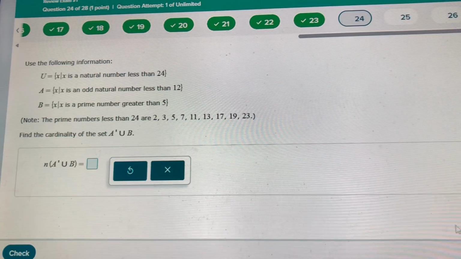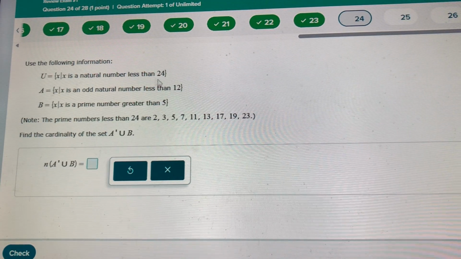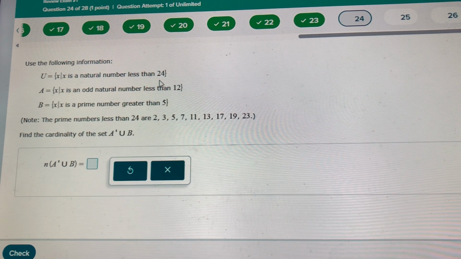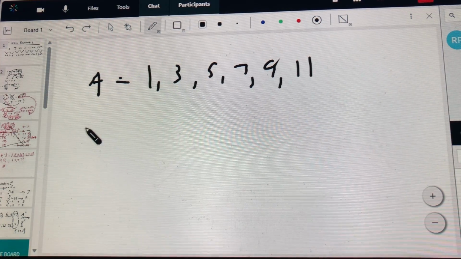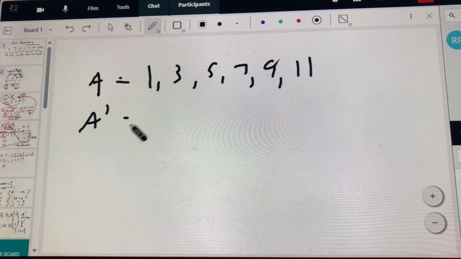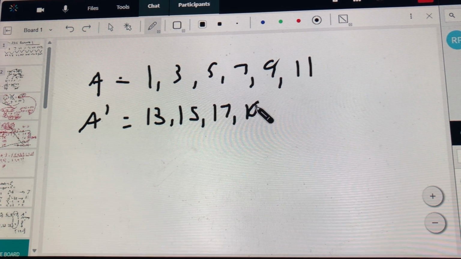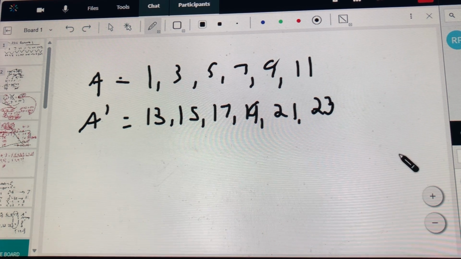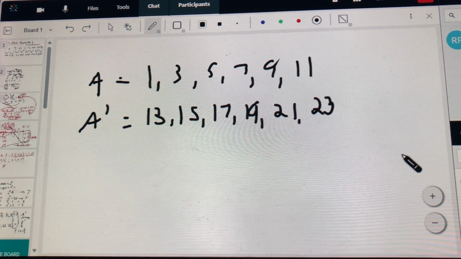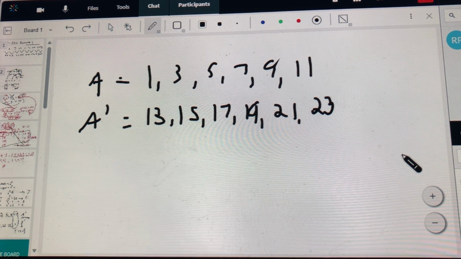But the universal lets you go all the way to less than 24. So out of all the odd numbers less than 24, which ones do I not have yet? Not A. Not A are all the rest of them up to 24. So not A would be 13, 15, 17, 19, 21, and 23. Because less than 24 is not an odd number, so I don't have to worry about that one, but less than 24 wouldn't include it anyway. So here's not A.